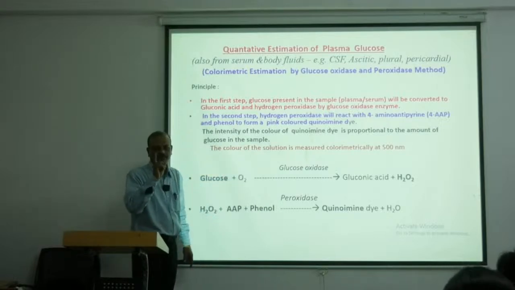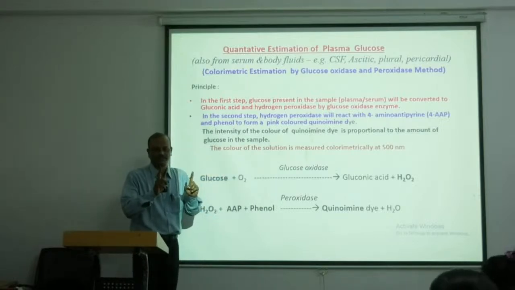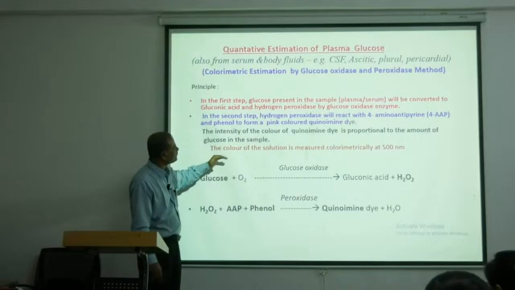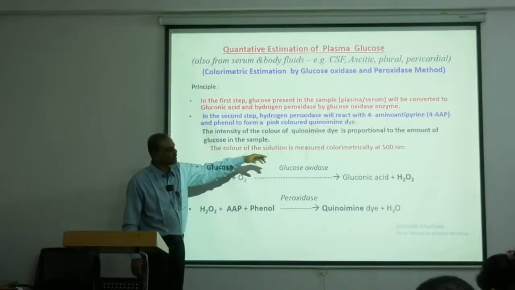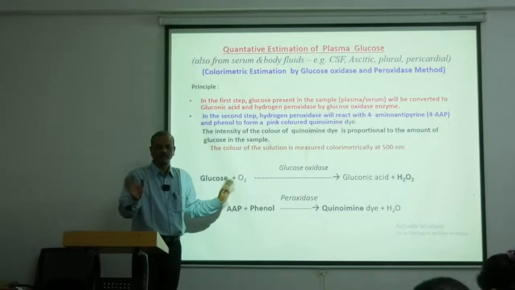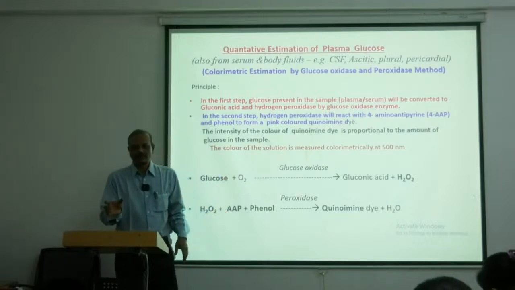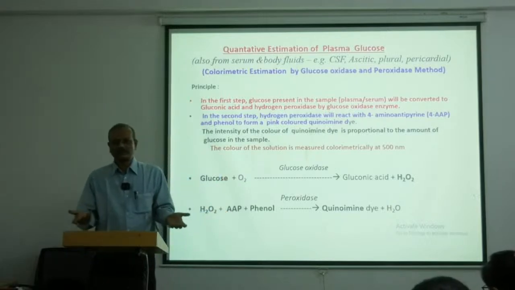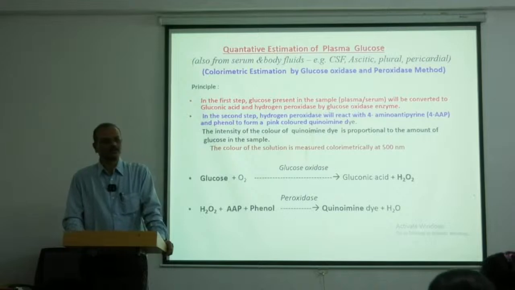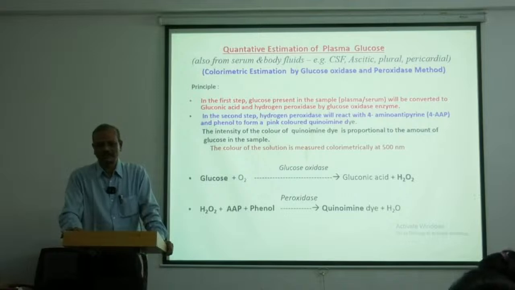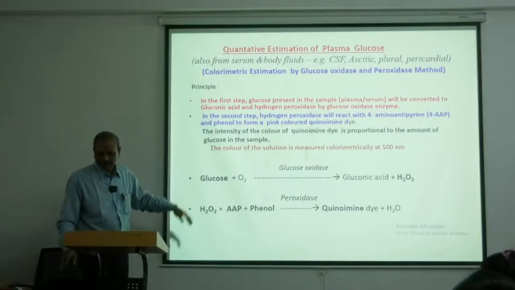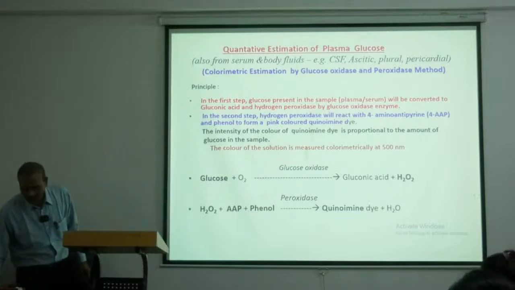So we require a specific wavelength for a specific color. You can write: the color of the solution is measured at 500 nanometer using a colorimeter. That will be sufficient. Colorimetrically means that we are using a colorimeter. If it is spectrophotometrically, then we are using a spectrophotometer. Okay. Now to do this test, this second part is also important.